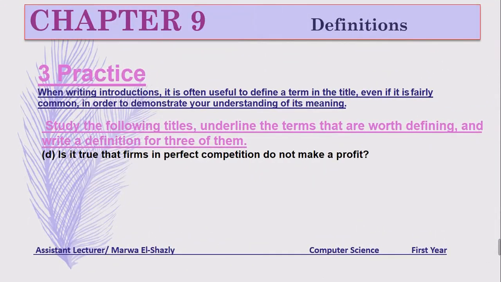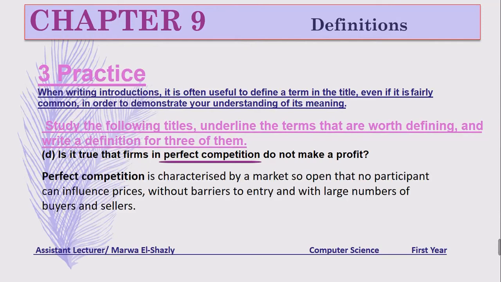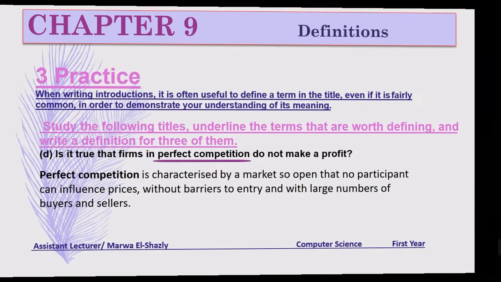Next one. Is it true that firms in perfect competition do not make a profit? So let's hear the term is perfect competition. Perfect competition is characterized by a market so open that no participant can influence prices without barriers to entry and with large number of buyers and sellers.